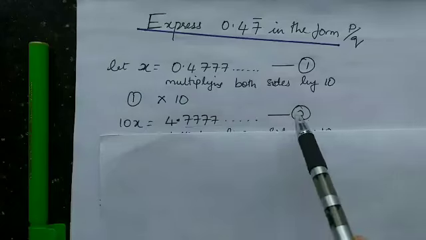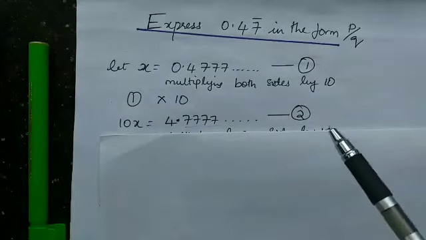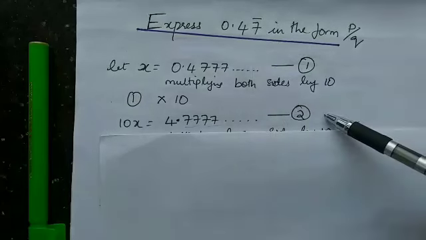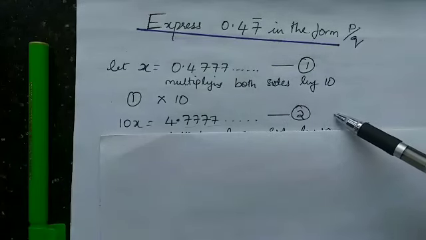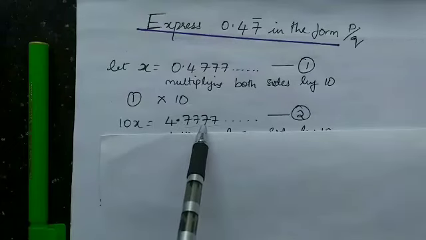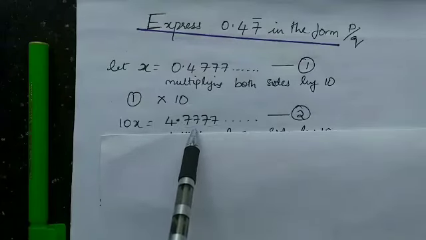So let us take this as equation 2. Please note that in such cases where there is an obstacle, the actual procedure of the problem that we have been doing in our last two problems starts from only here. Okay, so let us take this as the question. 10x is equal to 4.777. See how many digits are getting repeated here. Only one digit is getting repeated here.